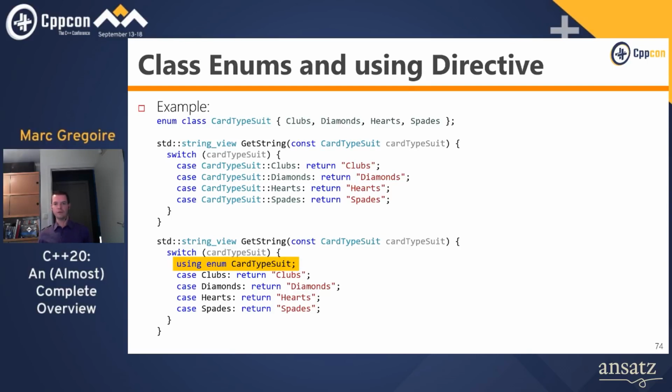Of course, you have to be careful with using this feature. I would recommend to use this on a small scope, as small as possible, because otherwise you're exporting everything again to the parent scope, and then you might again have the problems like you have with the old C-style enumerations.